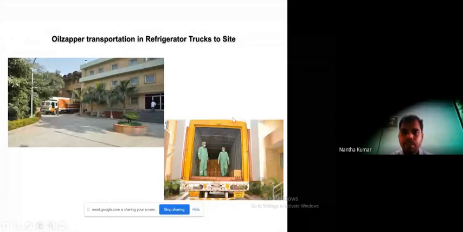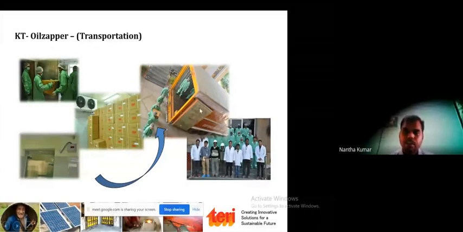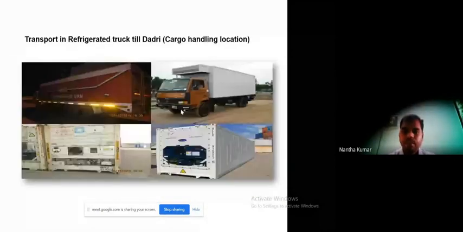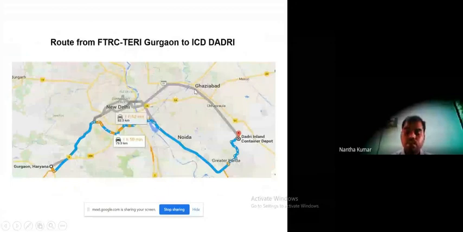We can see here how this bacterial product is packed in a cotton box, which is initially packed inside a sterile polythene cover. Then it is transported through a refrigerated container and mobilized to a refrigerated container and ship. This shipment reached its destination. So from India, it reached Kuwait.